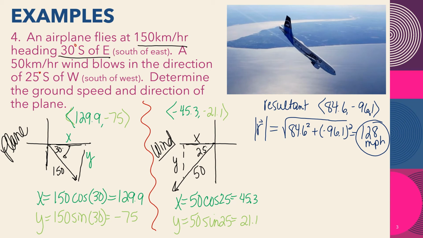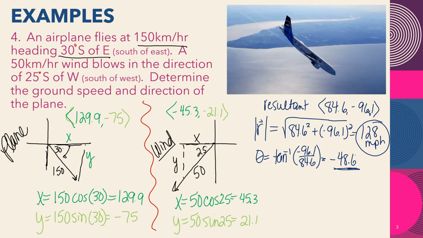All right, now here's the next part. When we do tangent inverse, we're still going to find that angle measure. So tangent inverse is negative 96.1 over 84.6. When we type that into the calculator, we get negative 48.6 degrees. Okay, that's not truly the angle that we want.